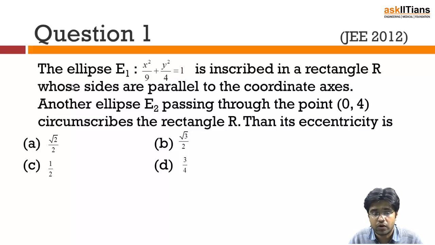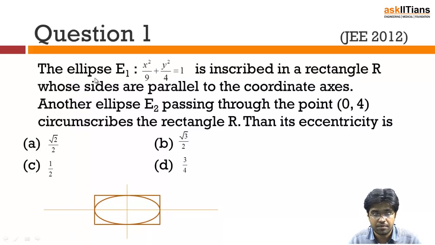It's actually inscribed in a rectangle whose sides are parallel to the coordinate axes. So, let's say that this is an ellipse which is inscribed in a rectangle like this, and whose sides are parallel to the coordinate axes. Another ellipse E2 passing through the point (0, 4) circumscribes the rectangle. That means this is the second ellipse which circumscribes the rectangle, and it passes through this point, which is (0, 4). What we need to do is find its eccentricity.